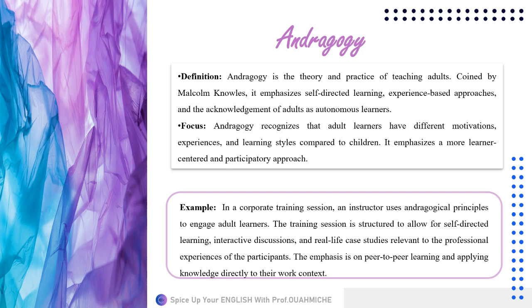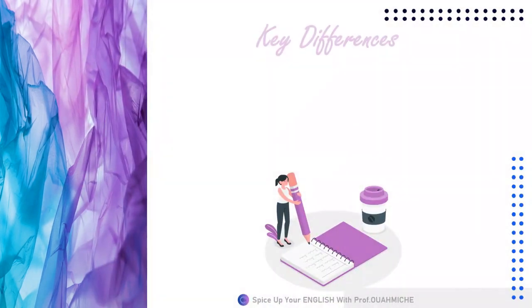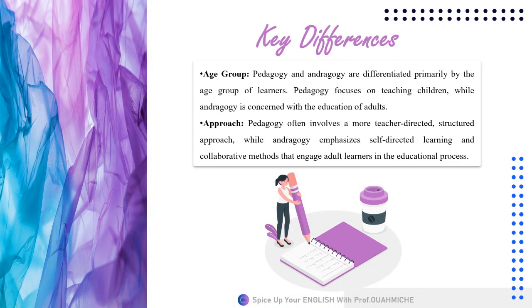To further understand, we're going to take a look at the key differences. One key difference is the age group. Pedagogy and andragogy are differentiated primarily by the age group of learners. Pedagogy focuses on teaching children, while andragogy is concerned with the education of adults.